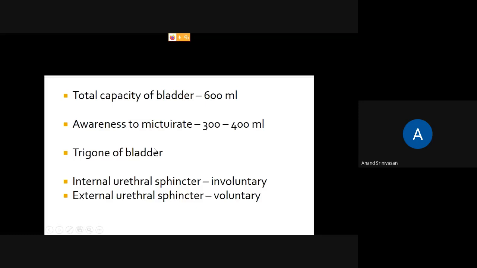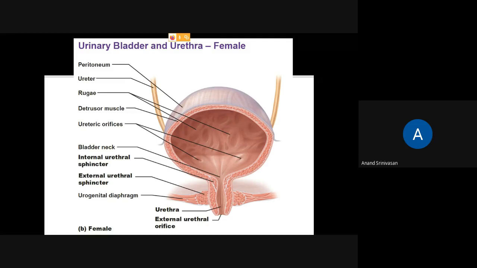Next, the trigone of the urinary bladder. I will tell you this. What is this? The trigone of the urinary bladder. The next one, the internal urethral sphincter and external urethral sphincter. The internal urethral sphincter is involuntary and the external urethral sphincter is voluntary. Now we will see this picture.